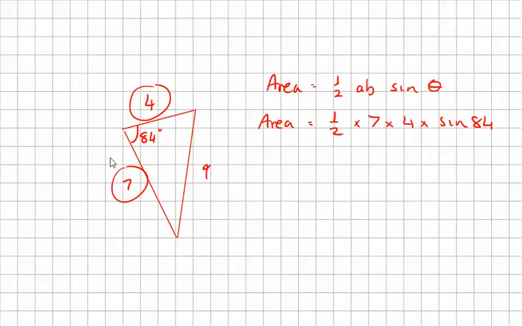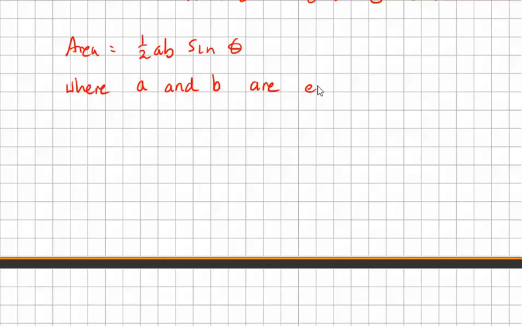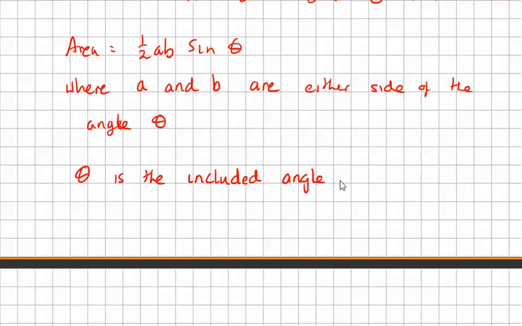So that's the deal. It's the sides either side of the angle. So we could write that A and B are either side of the angle theta. They have to be either side. Another way to say it is that theta is the included angle of the two sides, A and B. Now that word included means A and B are either side.